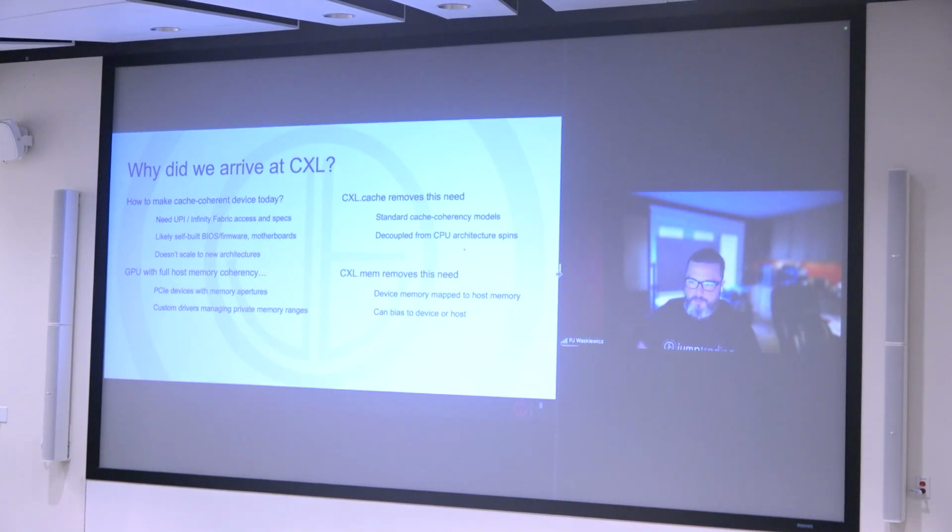People were asking for, I want to do this. I want to be able to have a GPU with a crap load of memory that I can map into the host and then have direct access to it, or a SmartNIC or something else. So there really is a driver here for this.